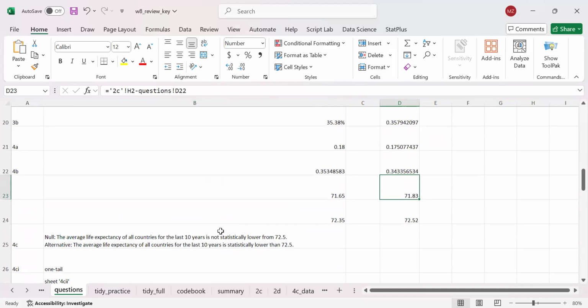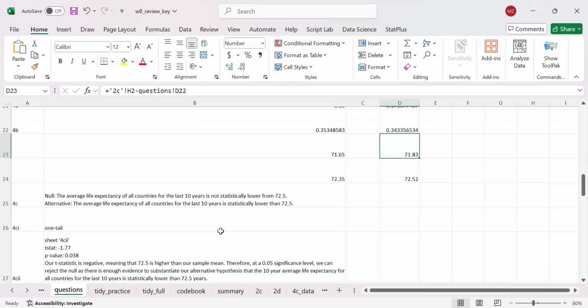So we're using a one tail test, and the data for the previous decade's average life expectancy is contained in sheet 4C. Conduct the appropriate hypothesis test, one tail or two tail, at a given level of significance. Report the t statistic, p value, and provide interpretation of your results.